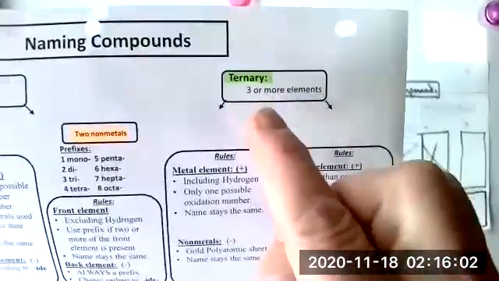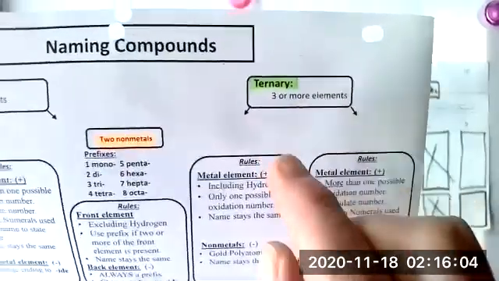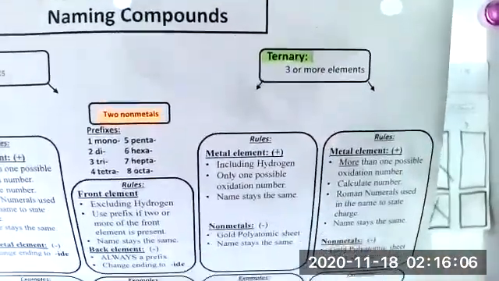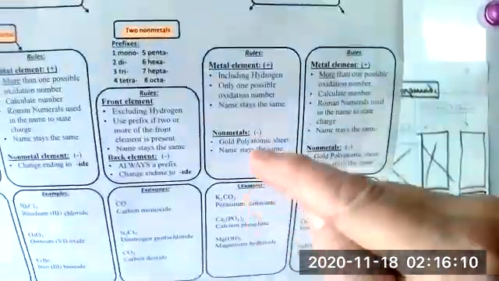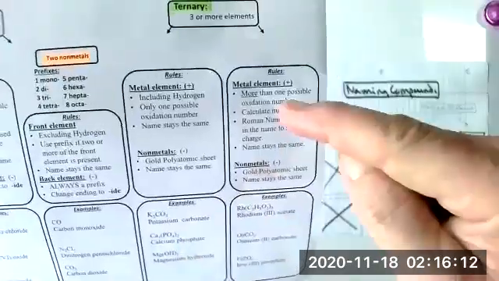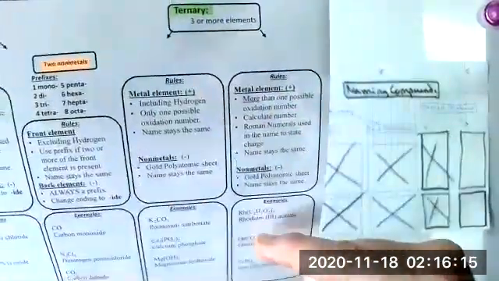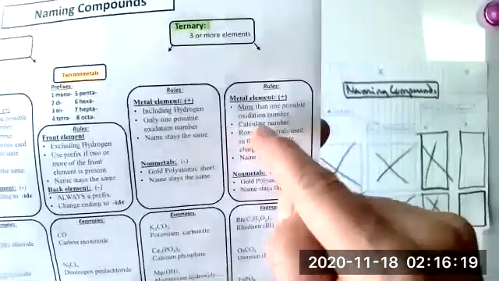The second major category is ternary, which we have three or more elements. We already did these two boxes last week, and now we're going to finish these two. Okay, so that's where I'm going to start. I'm going to start right here.